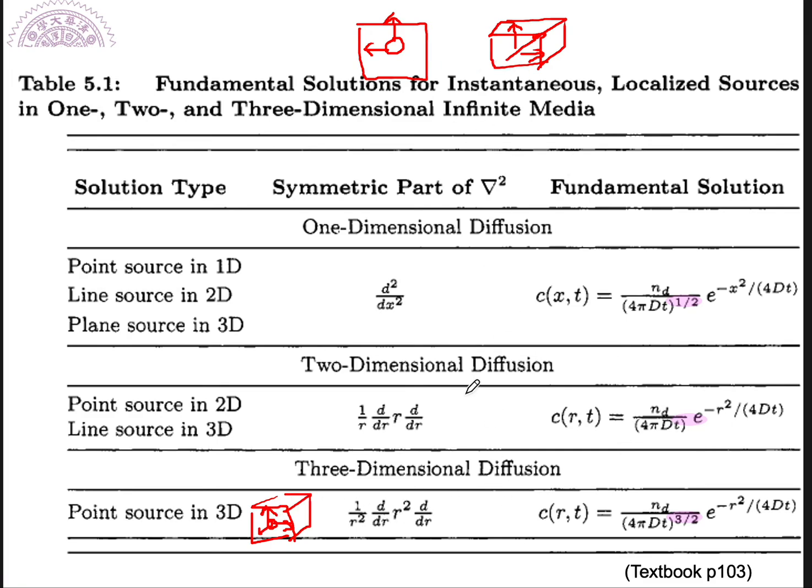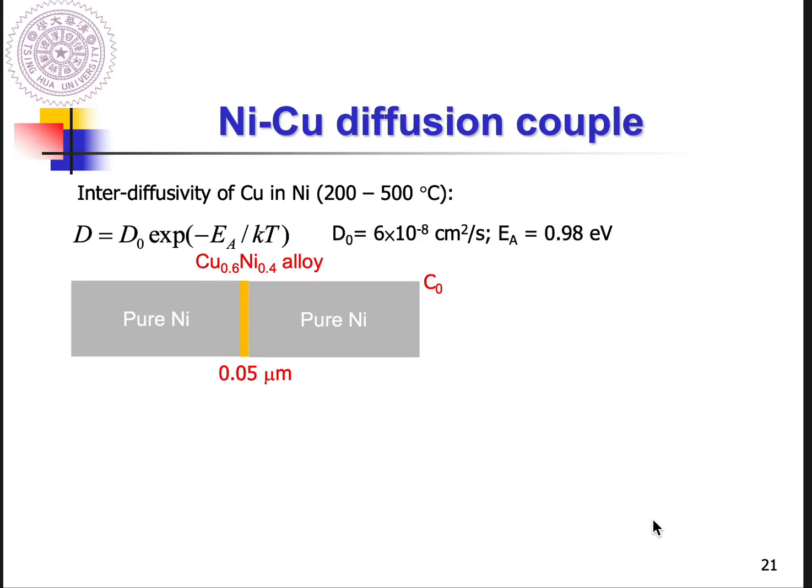Okay, so no matter what kind of case, we already know the corresponding solutions, right? We can directly formulate the corresponding solutions for diffusing atoms. Then you can get the concentration of diffusing atoms as a function of x and t. Okay, so let's take a look at the example here.